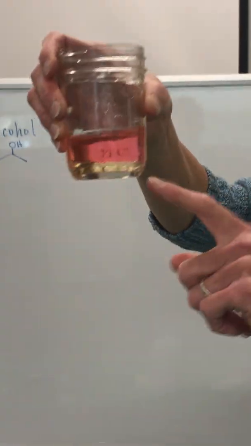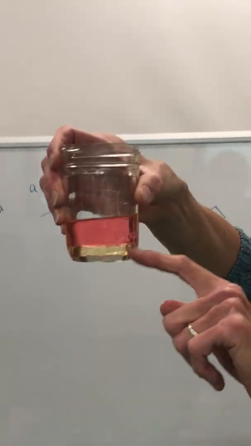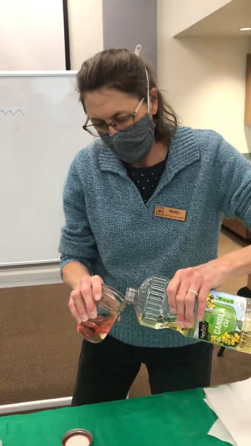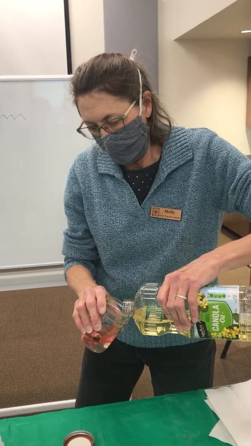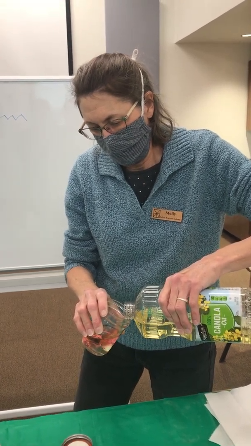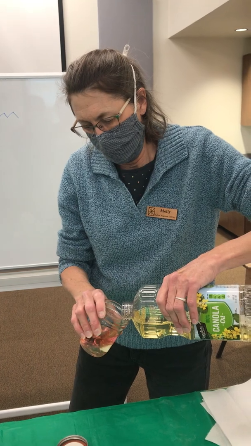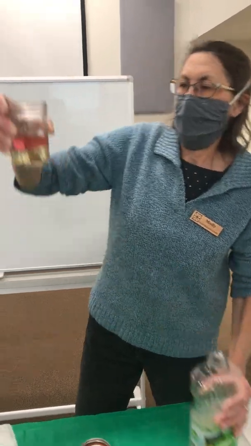You can see that the oil is forming a kind of yellowish layer at the bottom. So oil is actually more dense than the alcohol. So if we were to rank them from least dense to most dense, we'd say alcohol, then oil, and then water.